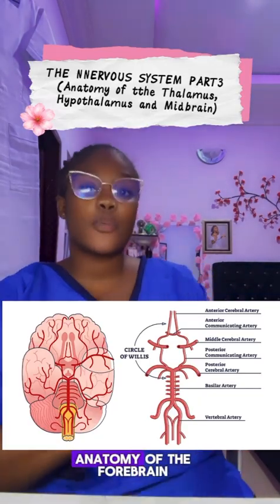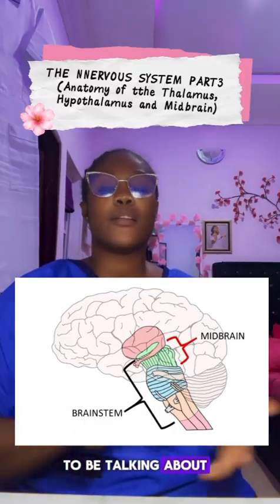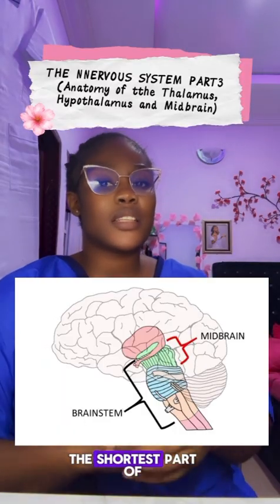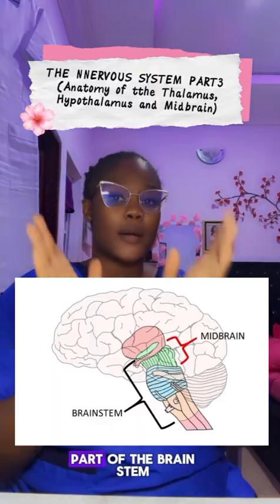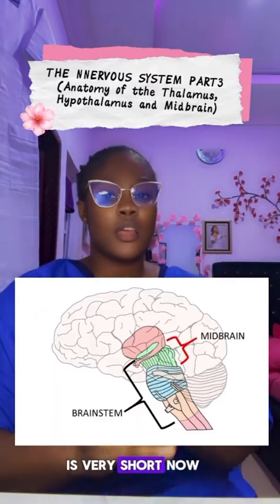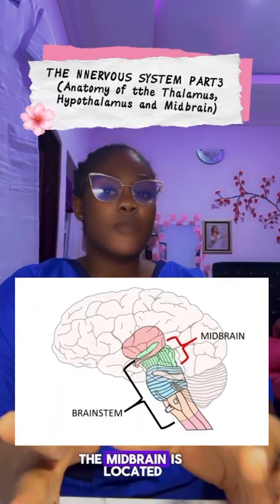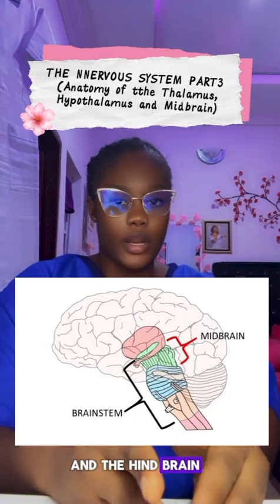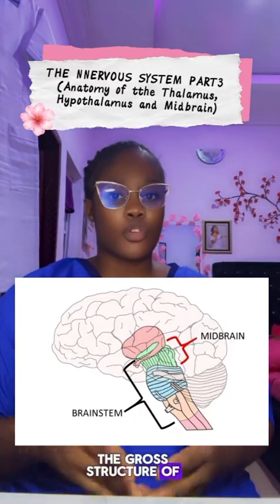Now we are done with the anatomy of the forebrain, so I am going to be talking about the anatomy of the midbrain. Now the midbrain is the shortest part of the brainstem and is the superior part of the brainstem. It's very short. The midbrain is located in between the forebrain and the hindbrain. Let's talk about the gross structure of the midbrain.